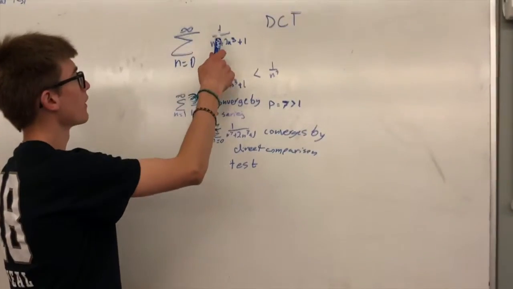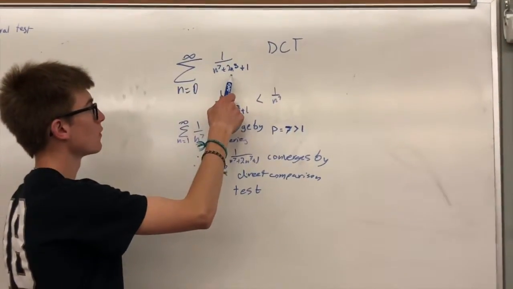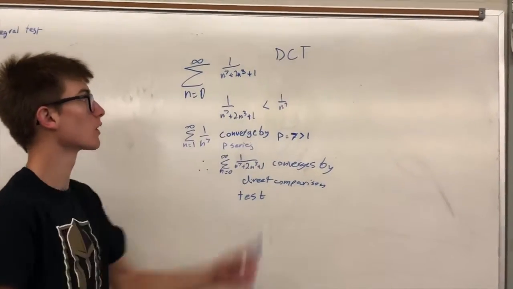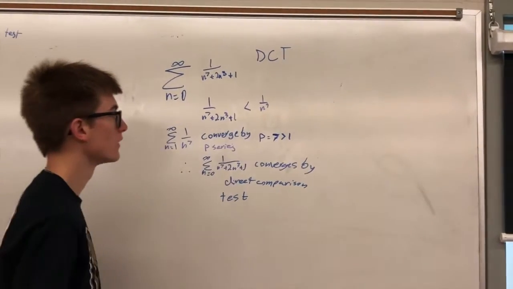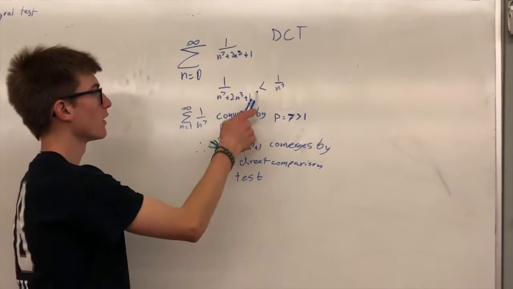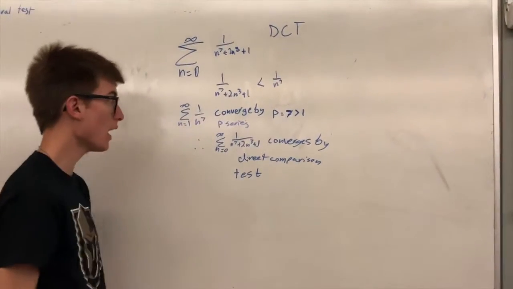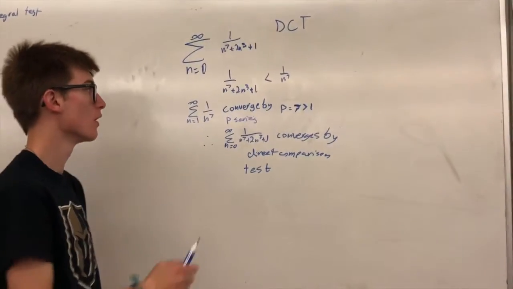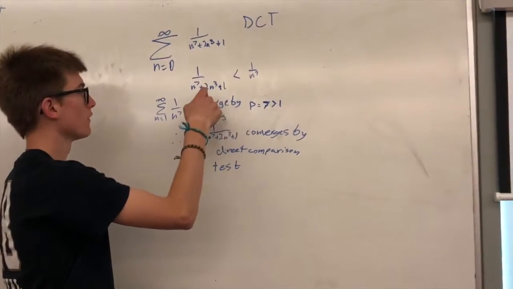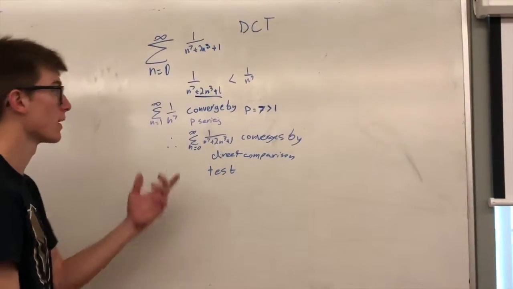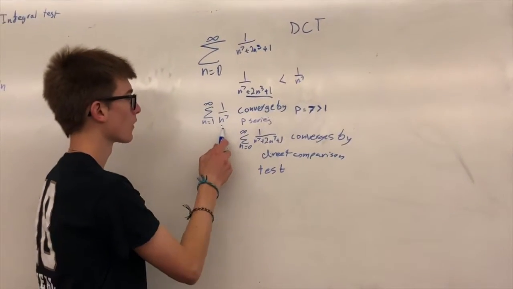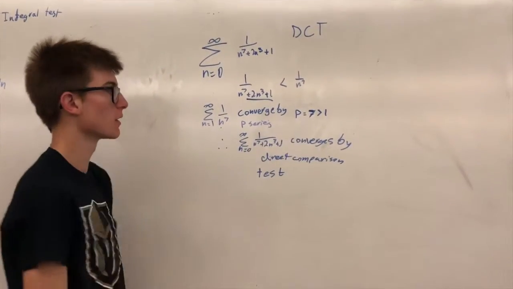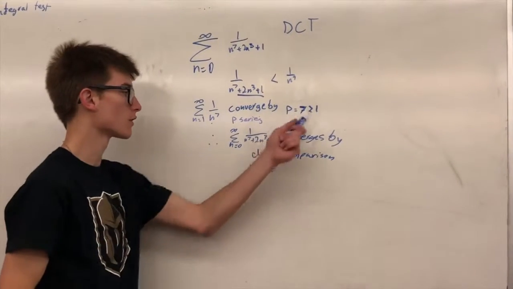Okay, so for this we have 1 over n to the 7th plus 2n cubed plus 1, and we're going to be using the direct comparison test. We'll be comparing it to 1 over n to the 7th. 1 over n to the 7th is greater than 1 over n to the 7th plus 2n cubed plus 1, because adding this stuff in the denominator makes the fraction smaller. 1 over n to the 7th will converge by the p-series because 7 is greater than 1.